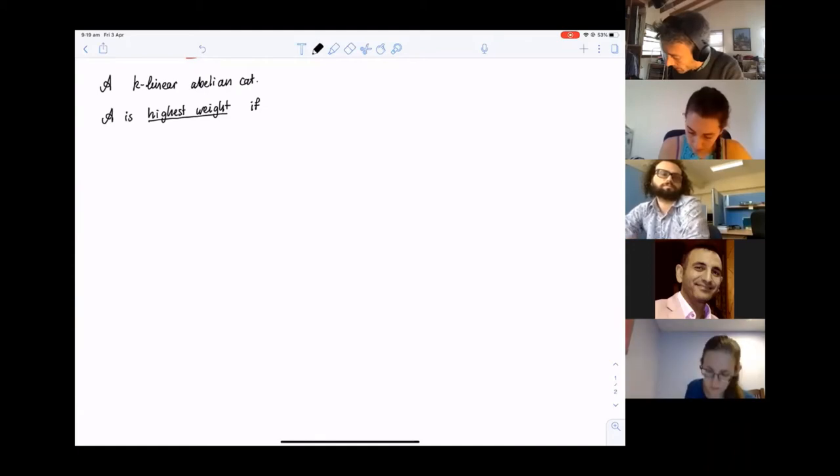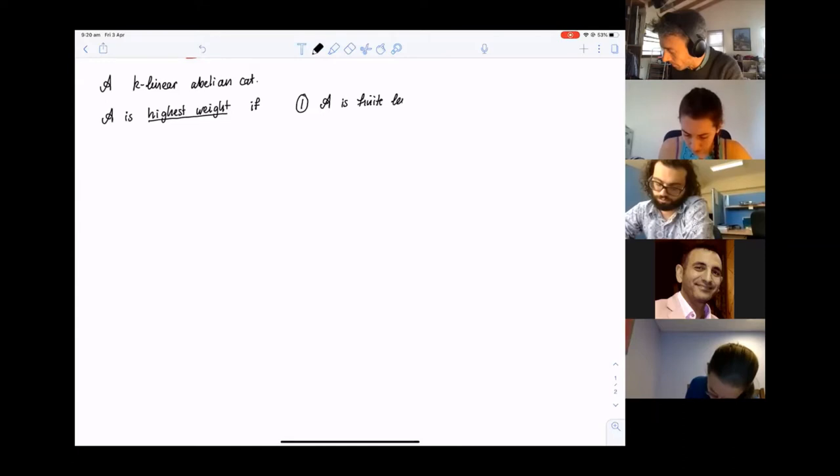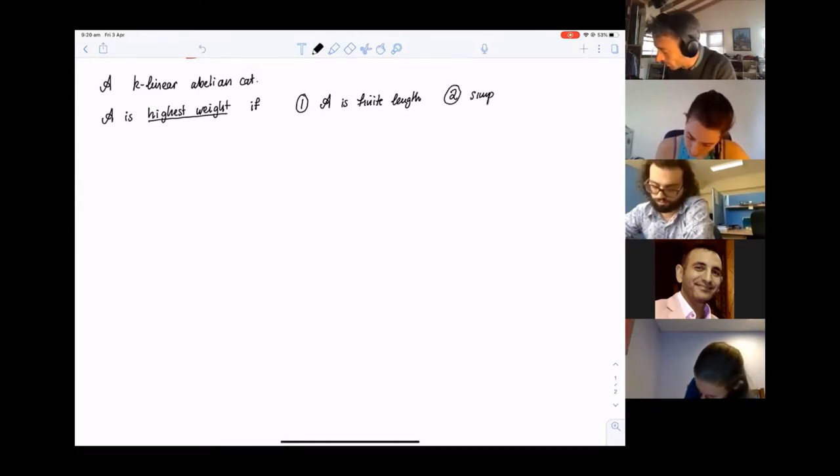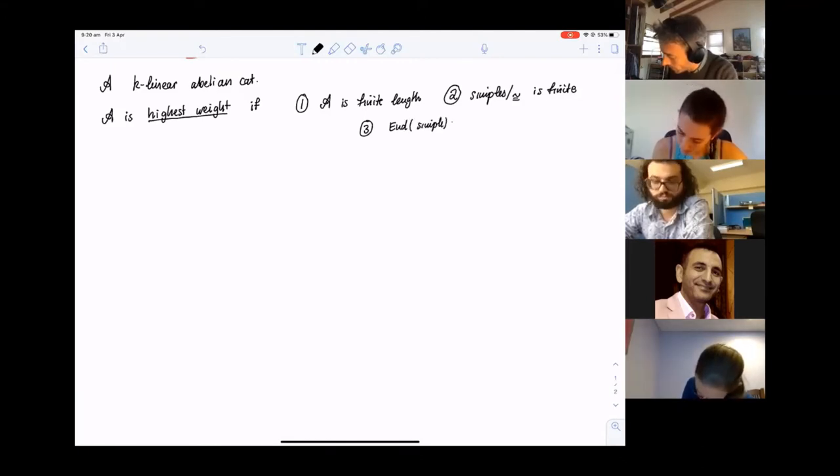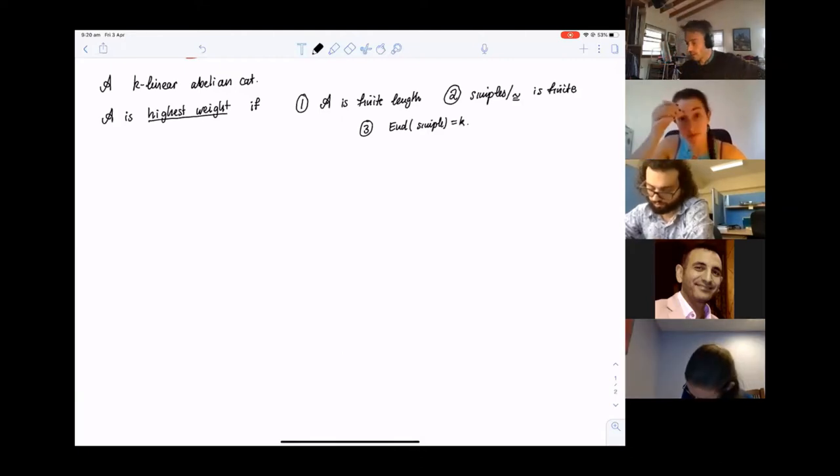So, we have three easy conditions. One, A is finite length, so every object has a composition series. Two, the simples, up to isomorphism, form a finite set. So we have a finite length abelian category with finitely many simple objects. And three, the endomorphism algebra of a simple is K. So these are the easy things. Now we get to the trickier things.